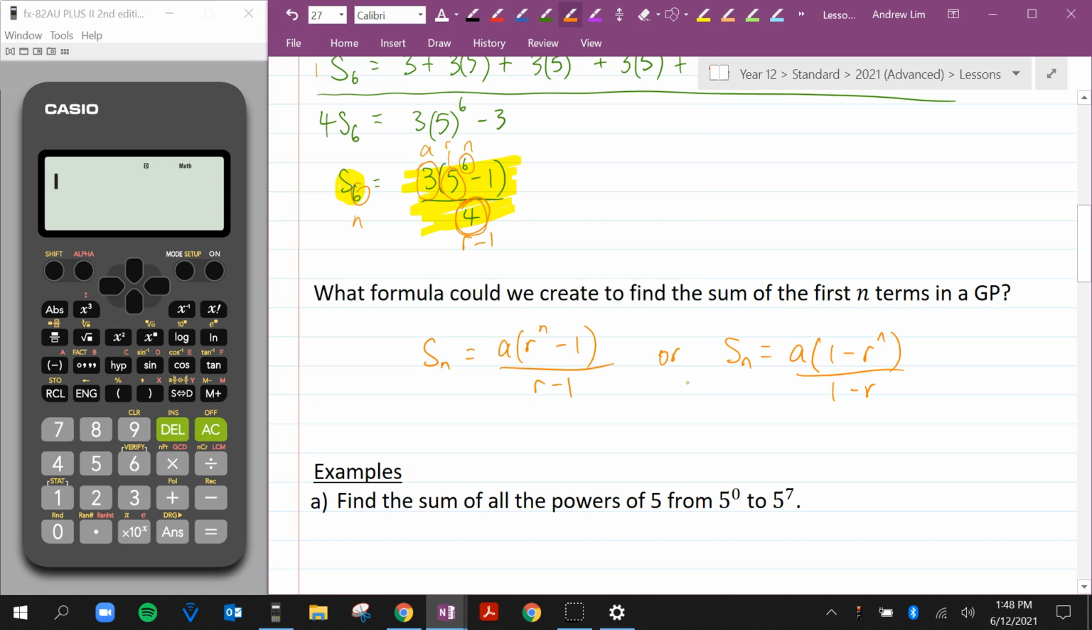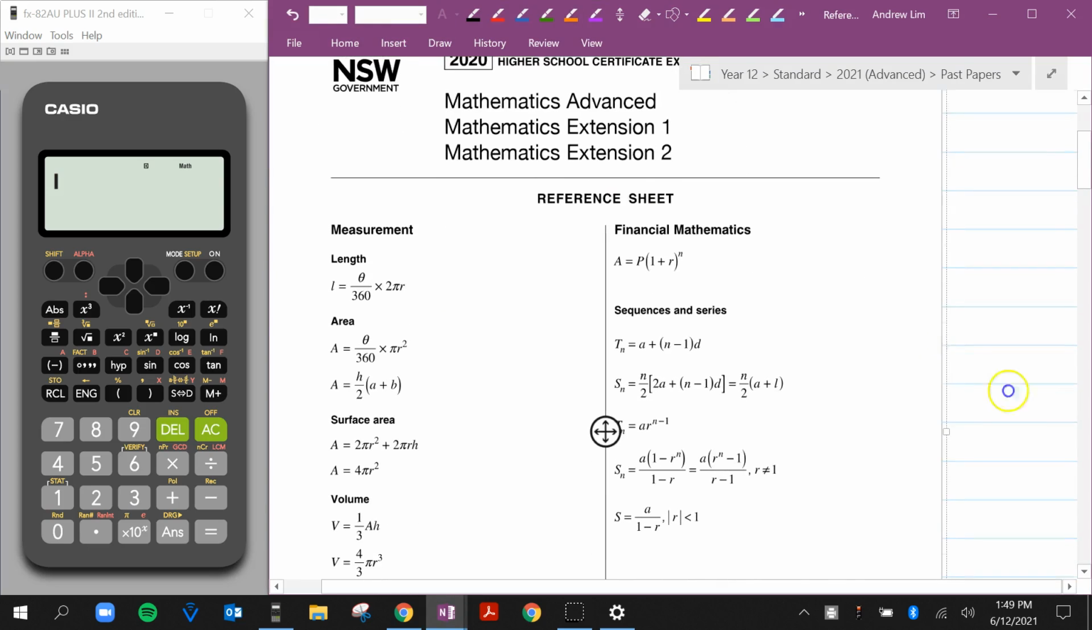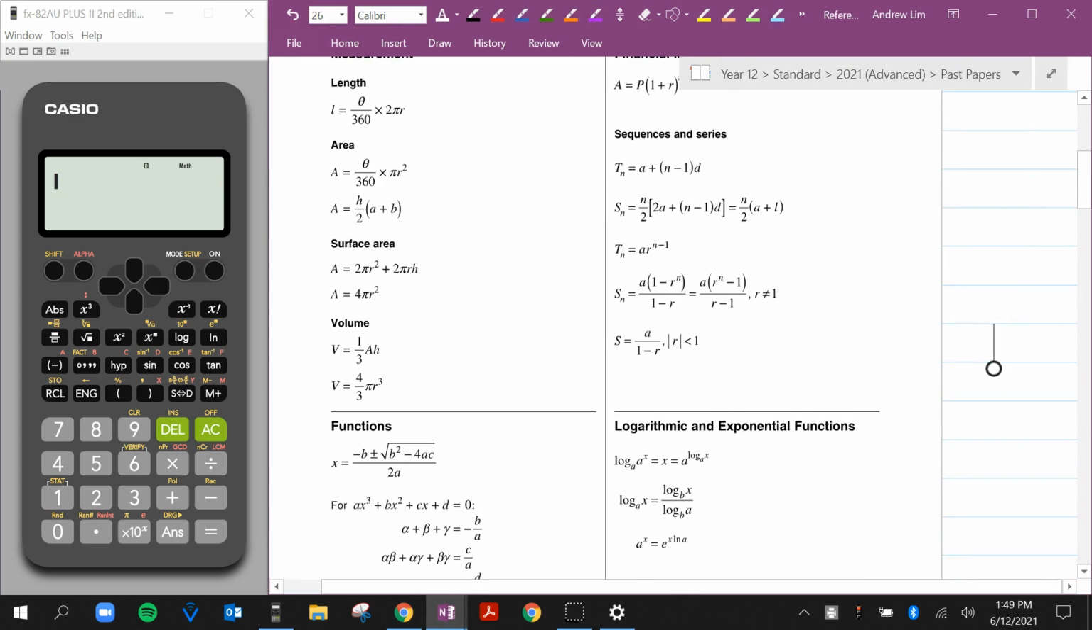You don't actually need to prove this. You actually have it in your formula sheet. So here's our formula sheet for the HSC, and we have it right here. There's that one, and there's this one. So you've got 2, but you need to know how to use them. Just remember, this is for an AP, and this is for a GP. Later on, in a different video, we'll learn the limiting sum of a GP.